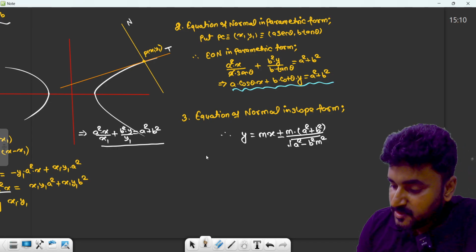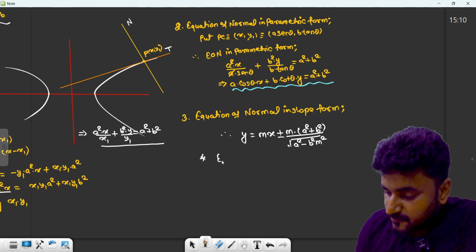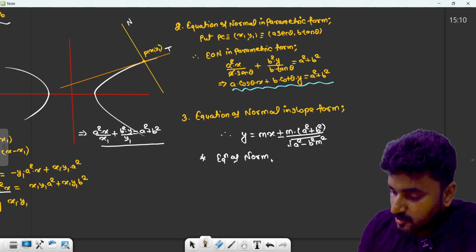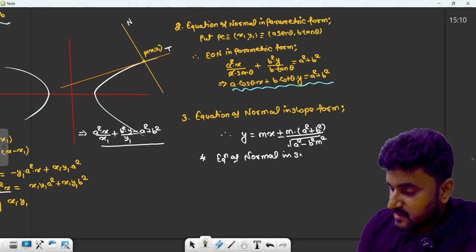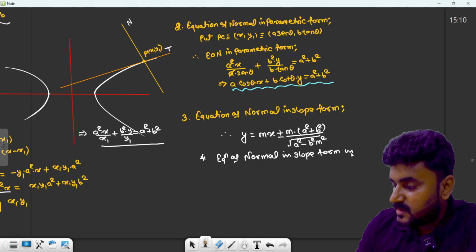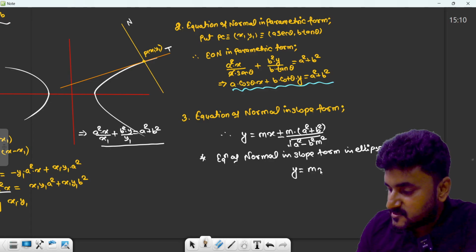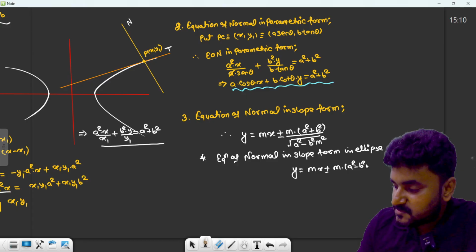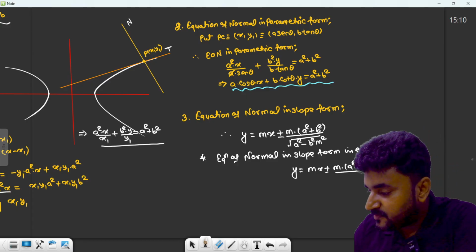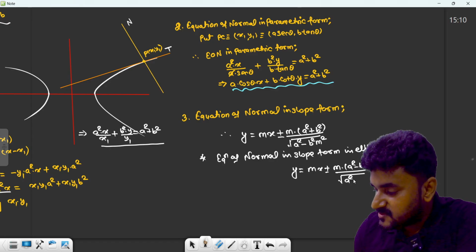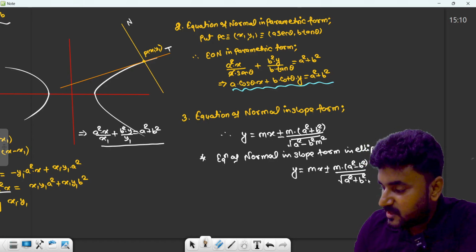Sir, how do I derive the equation of the normal in slope form in the ellipse? What do I know, sir? In the ellipse we know y equals mx plus or minus m(a² minus b²) upon the square root of (a² plus b²m²).